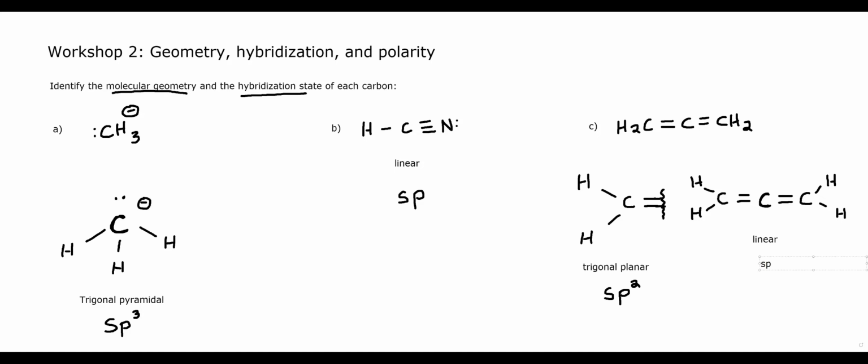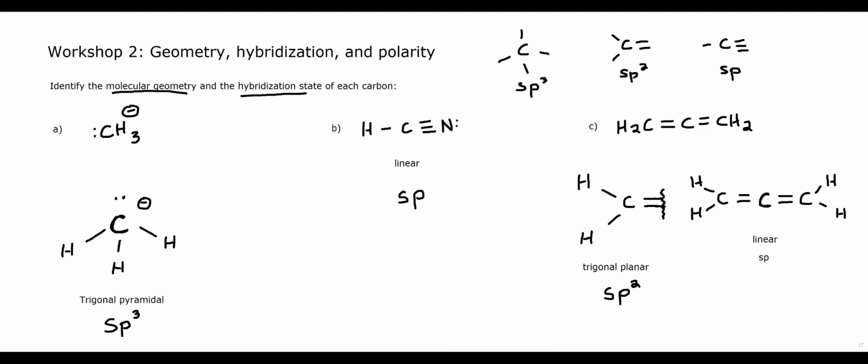So the hybridization state here would be sp. Now, we did learn before, I'll draw up here, when we have a carbon with single bonds, that's sp3. If we have a carbon with a double bond, it's sp2. And if we have a carbon with a triple bond, it's sp.